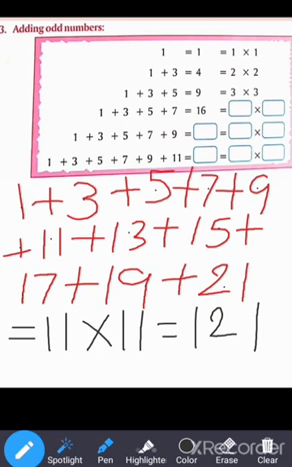Let's check by actual addition. 1 plus 3 is 4, 4 plus 5 is 9, 9 plus 7 is 16, 16 plus 9 is 25, 25 plus 11 we are going to get 36, 36 plus 13 is 49, plus 15 is 64, plus 17 is 81, plus 19 is 100 and plus 21 is 121. So have you seen, we are getting the same answer more easily.